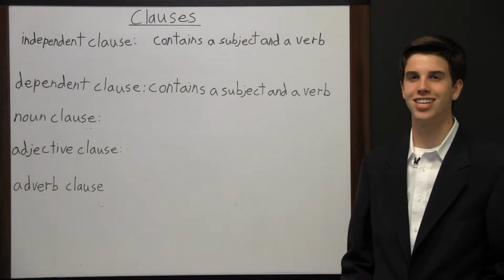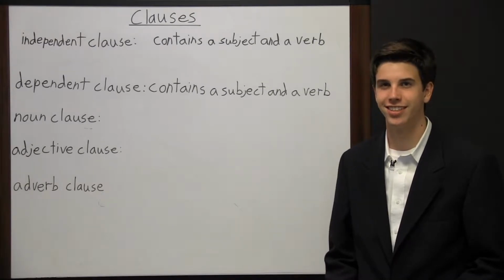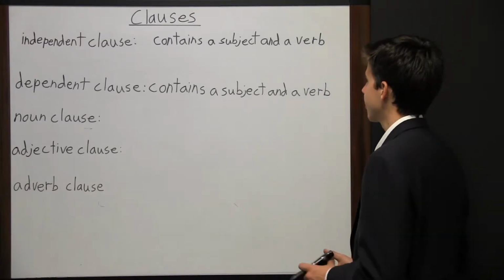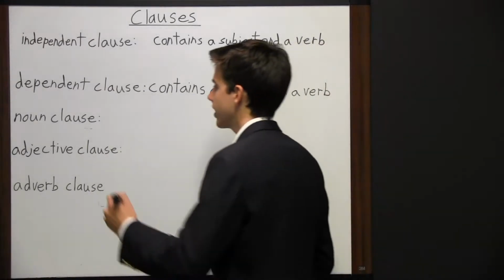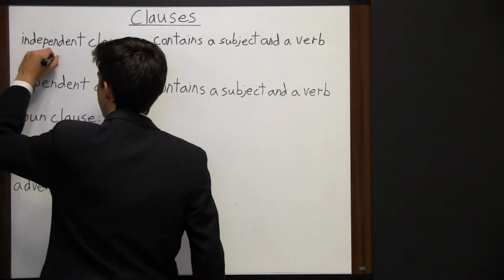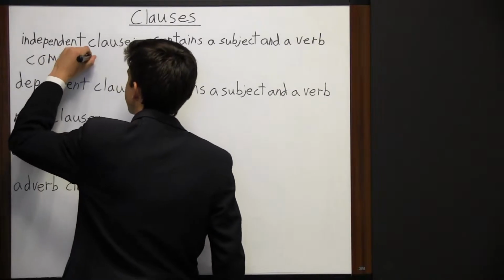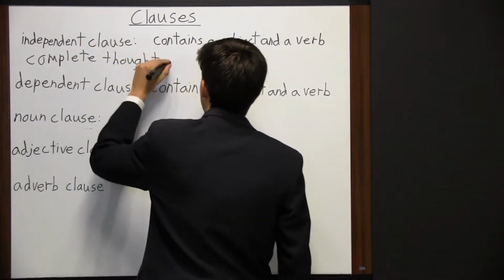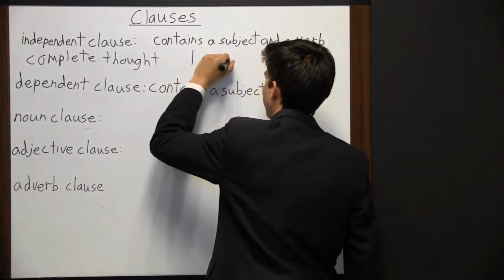ACT, English, sentence structure. An independent clause contains a subject and a verb, and it's a complete thought. So an independent clause can stand by itself, so it can be a sentence, like the sentence, I am running.